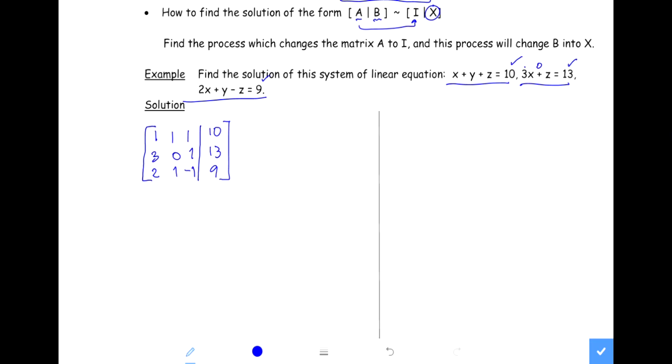So what's the target? We want to change this A, this matrix of coefficients, to I. So at the end, we want to have 1, 1, 1 on the diagonal and everything else 0. Upper triangular 0, lower triangular 0. Okay, so let's do it.